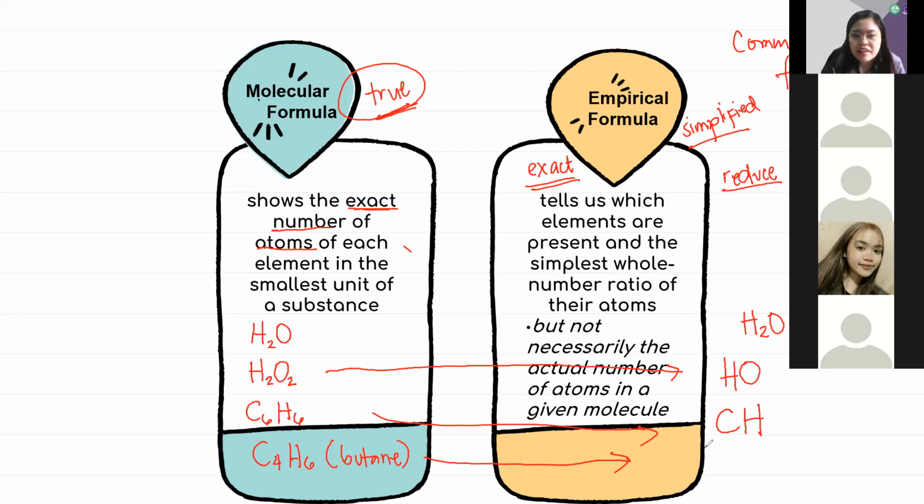Pag i-reduce natin ito, class, 4 divided by 2 is 2. Syempre, this is C2 now. And 6 divided by 2 is 3. So, this is now the simplified and the empirical formula of butane. That's the difference between the molecular and the empirical formula. So, again, ang true formula has si molecular formula.